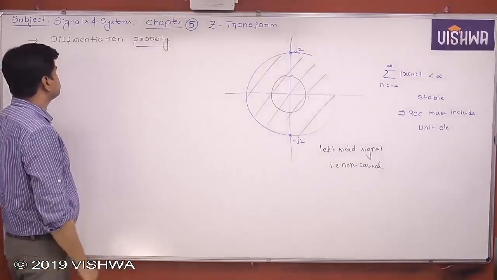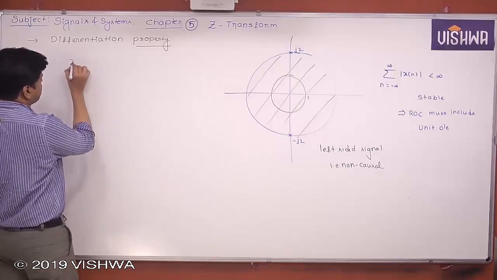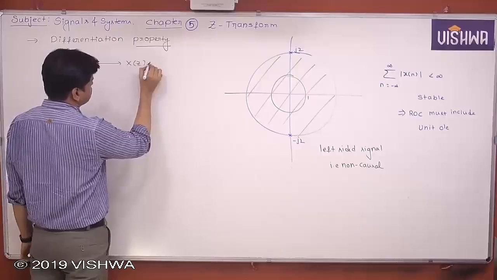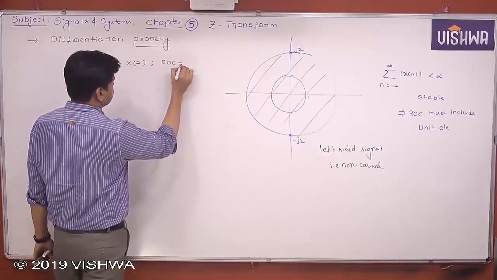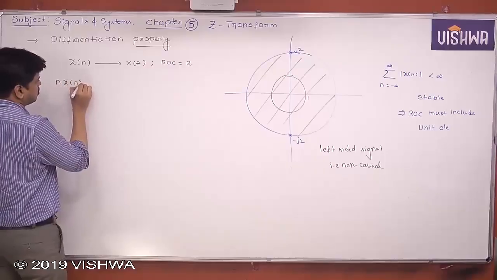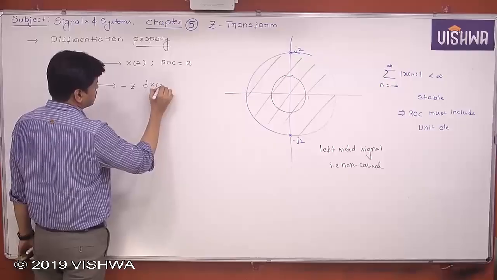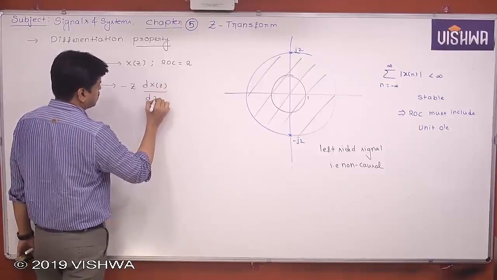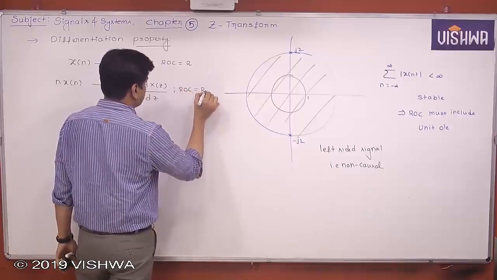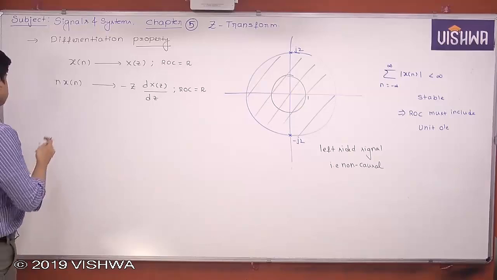Differentiation property. What is this differentiation property? Let's see. If x of n has Z transform X of z with ROC equal to R, then n x of n has Z transform minus z dX of z by dz. The ROC does not change, which is R only. Let's understand this by an example.